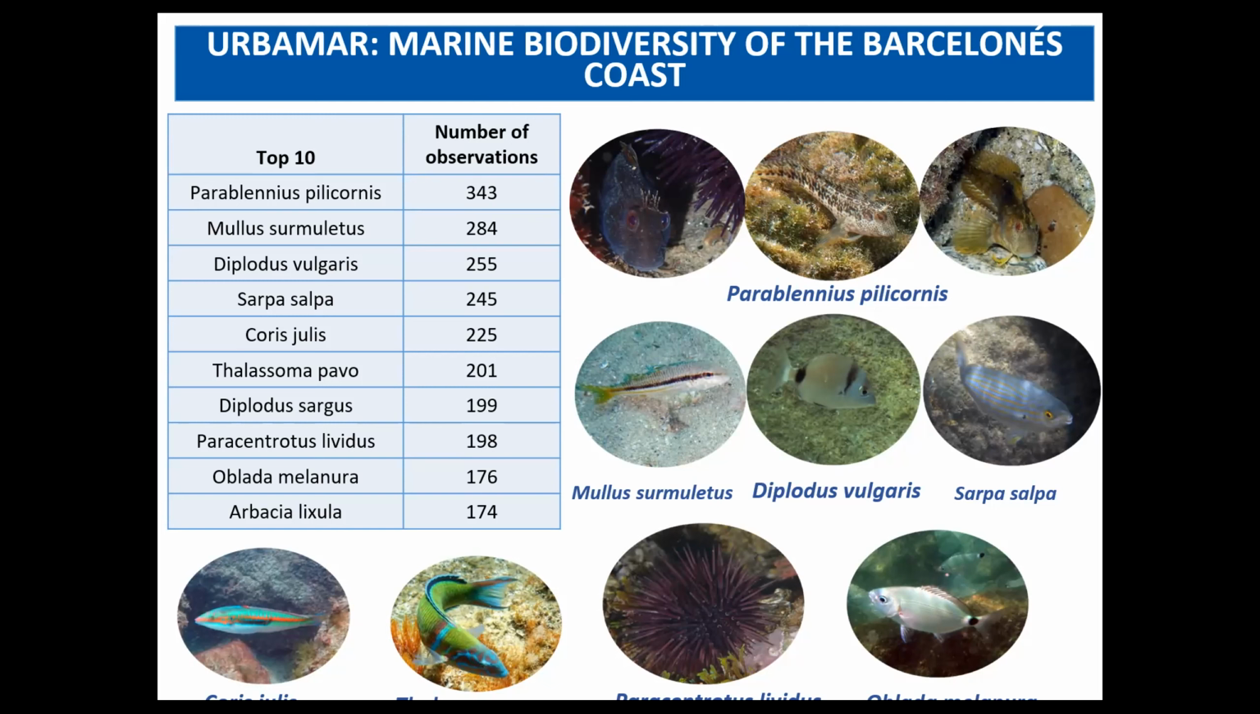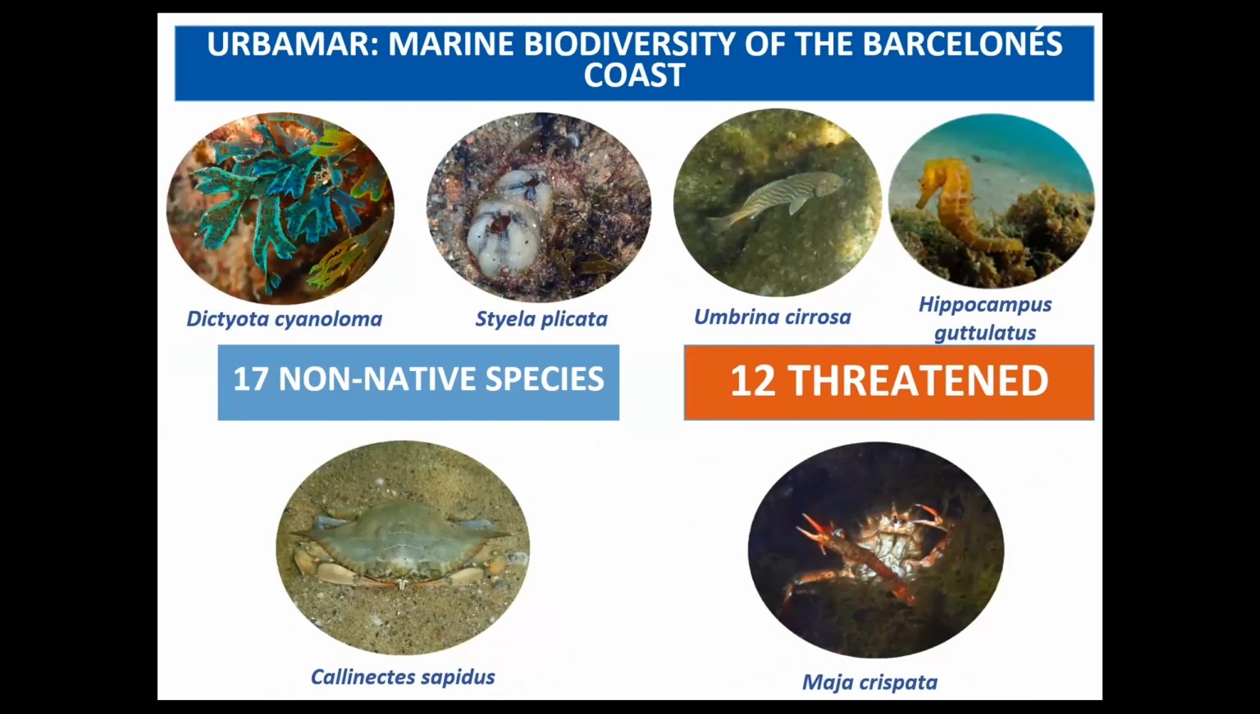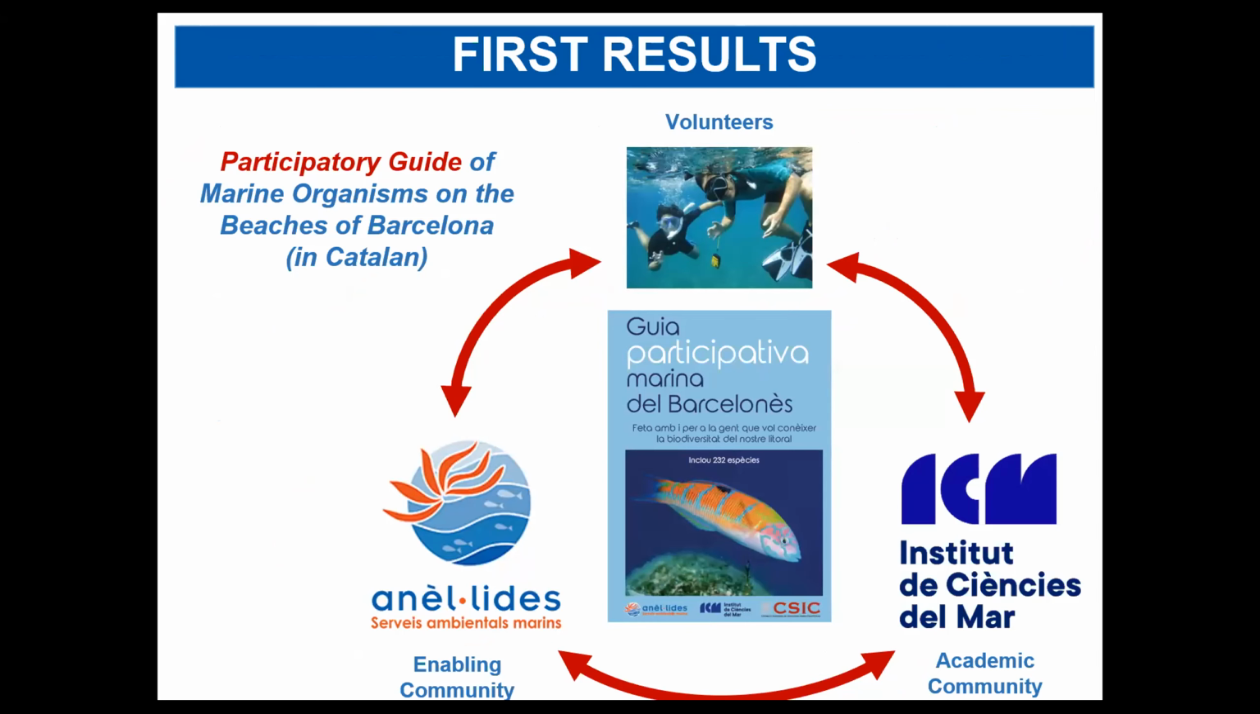Urbamar is also good for studying and reporting all the biodiversity, and focusing, for example, on non-native species that we can find. We found 17 non-native species, and also 2 threatened species. It's good to do this kind of citizen science project to understand what is happening on the Barcelonès coast. And the most important result of this project is the participatory guide.